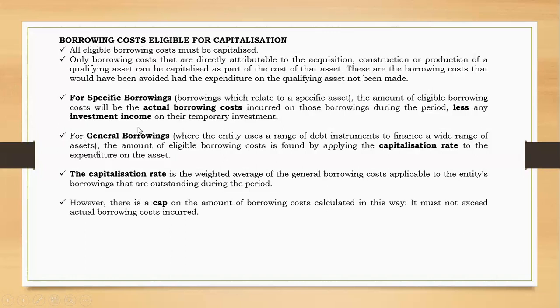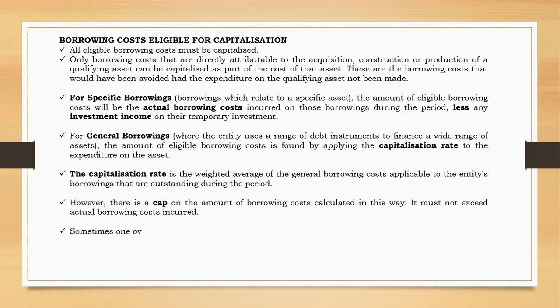Let's say that you have used this general borrowings concept and you have found that you have to capitalize 2 million, but the actual borrowing cost is just 1.5 million. That means you cannot capitalize more than what you actually incurred. So that's why you have a cap. In case the borrowing cost computed using the capitalization rate exceeds the actual borrowing cost, you cannot capitalize that. You have to take the actual borrowing cost.